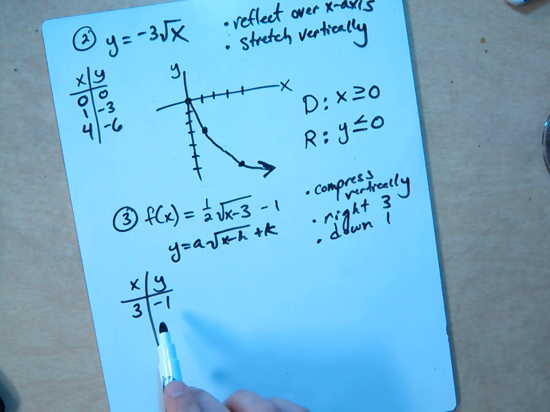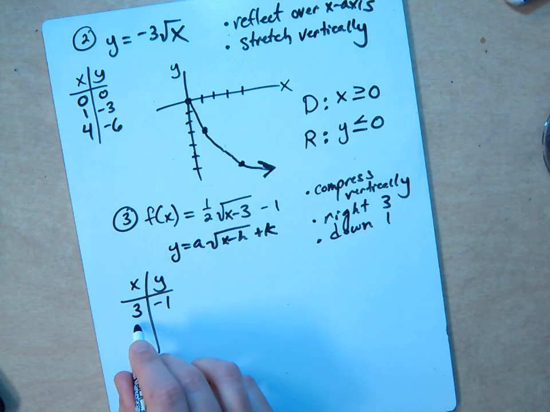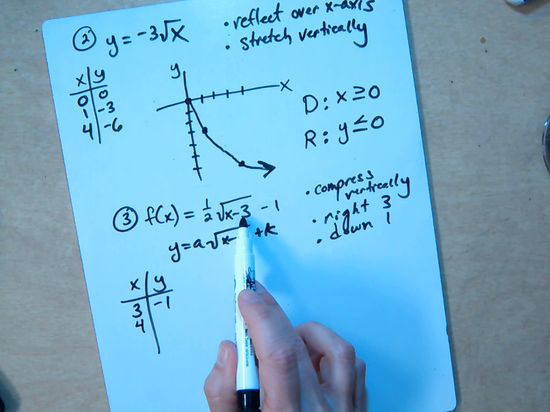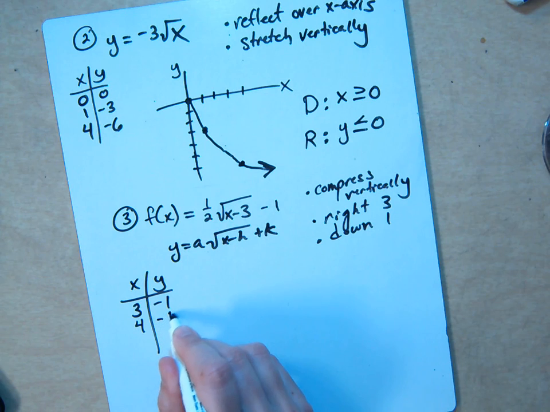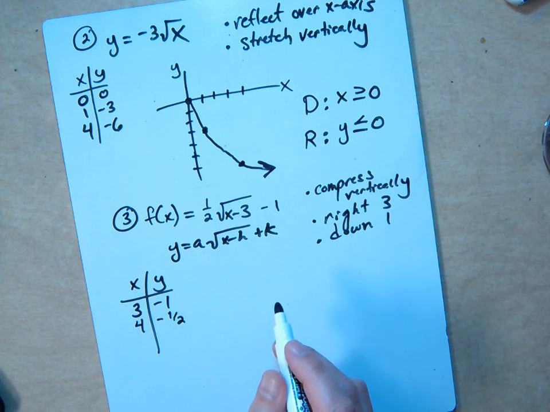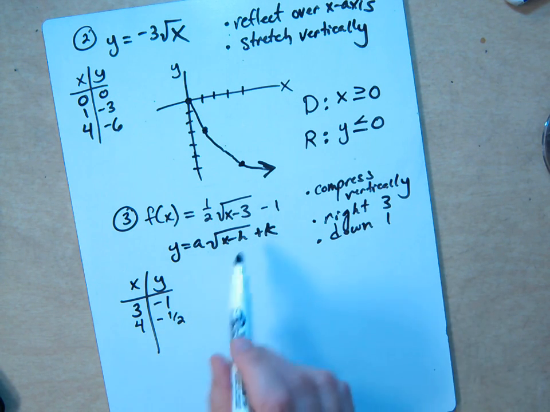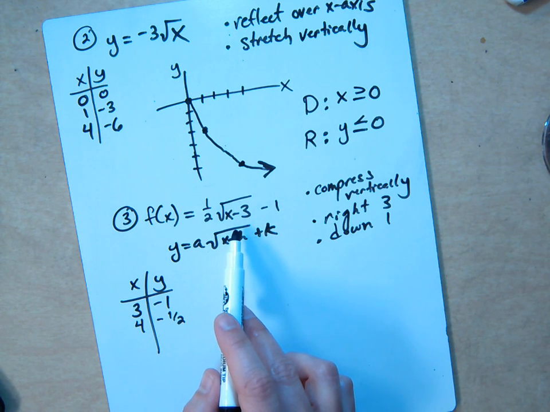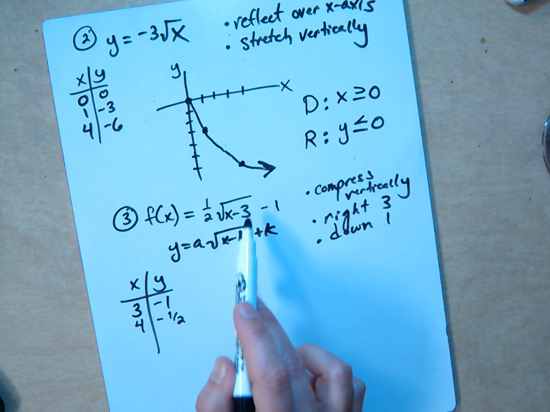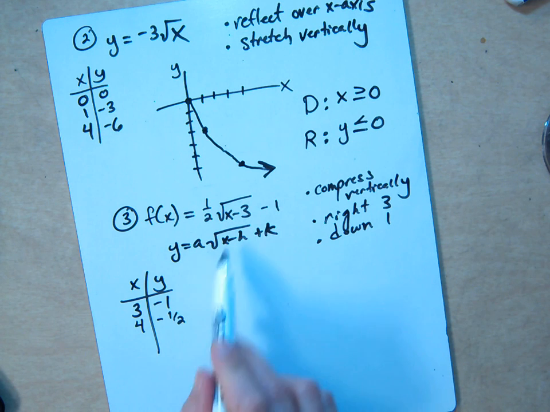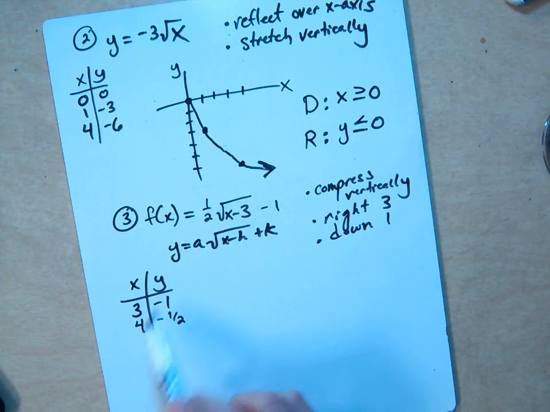Alright. Okay, so the next easiest value to use probably is 4, because 4 minus 3 is just 1. Square root of 1 is 1, times 1/2 is 1/2. 1/2 minus 1 is negative 1/2. And what would the other easy value be to use? Can you tell me what else would make this a perfect square under here? I used 3 because I got 0. I used 4 because I got 1. Do you see I want to use 7?